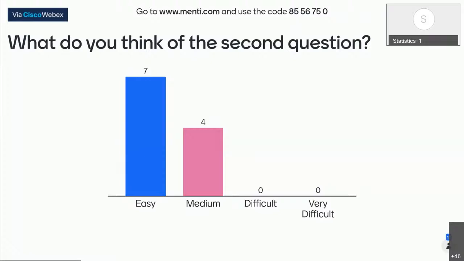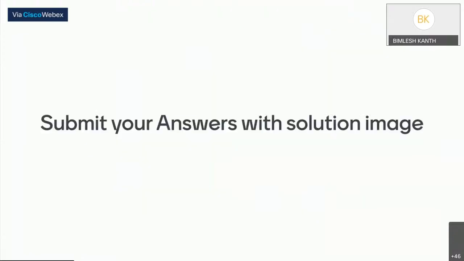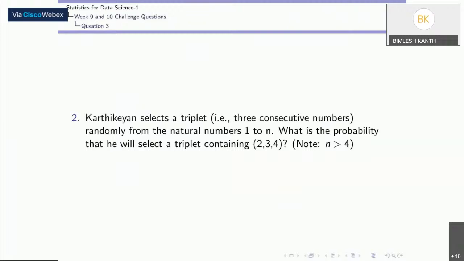If the question would have been to find the probability of any triplet, not a particular 2, 3, 4 only, any triplet out of the first n natural numbers, then how many would it have been?